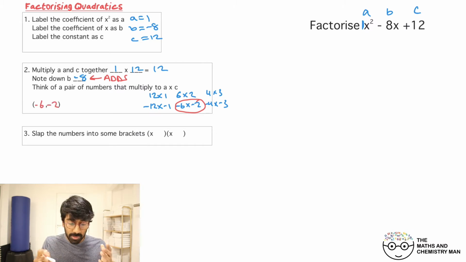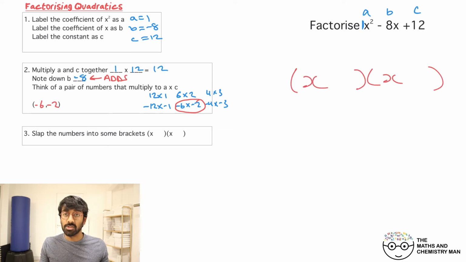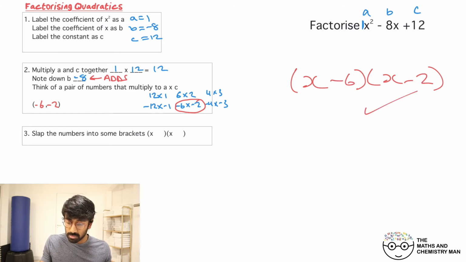And then the last step, remember, just write out 2 brackets. You've got x and x at the front of each of those brackets. And then just pop in your 2 numbers. So minus 6, minus 2, done. Okay?